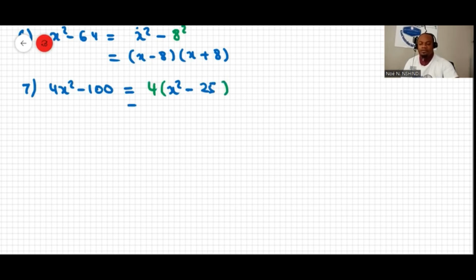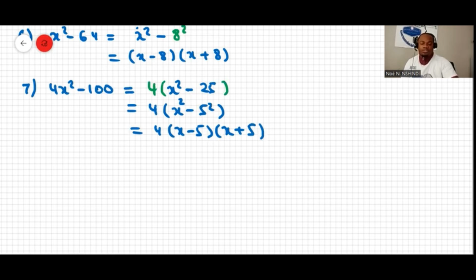And then we have 4, and there we have again another difference of two squares. So it's going to be 4 times x squared minus 5 squared, which is equal to 4 times x minus 5, and then x plus 5.